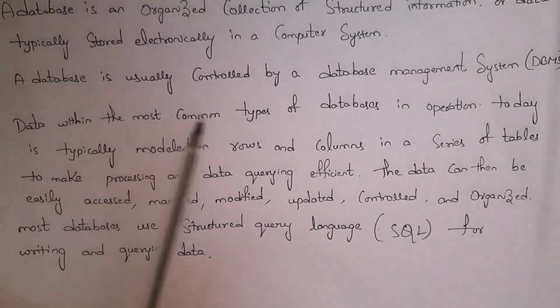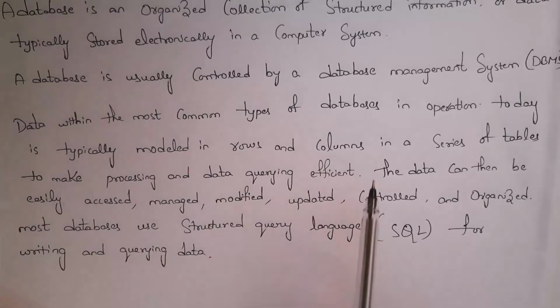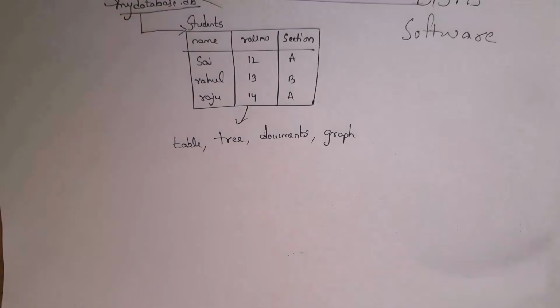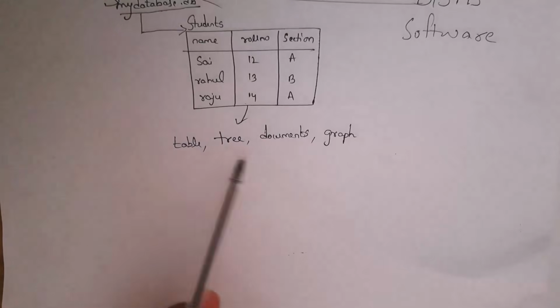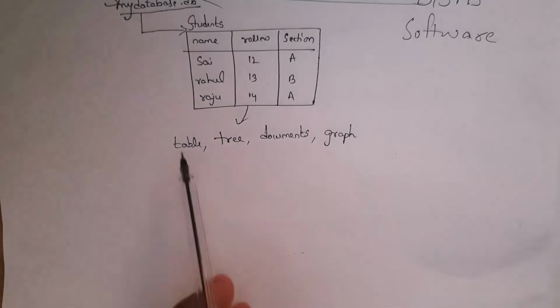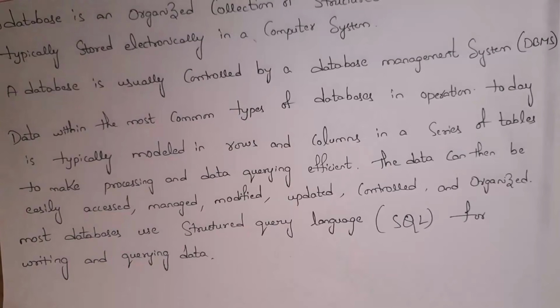Data within the most common types of databases in operation today is typically modeled in rows and columns in a series of tables to make processing and data querying efficient. That means actually in a database we can store data in various formats, like in the form of tables, trees, documents and even graphs. But among all these, many software companies prefer tables to store information, because if you store data in table format, that is in the form of rows and columns, it is easy to access data, modify data, and update and control data. So many software companies prefer to store data in the form of tables in a database.